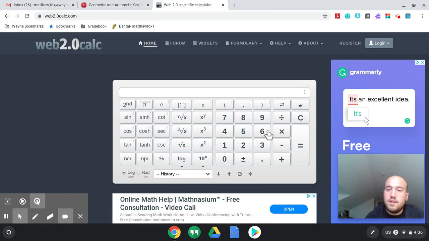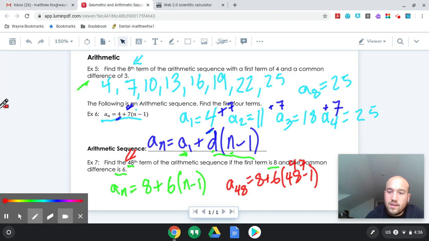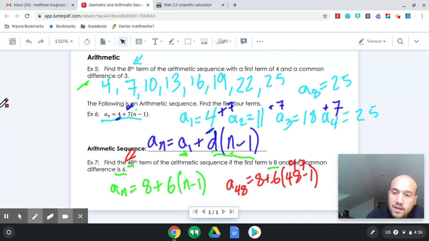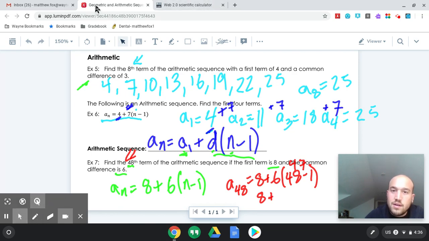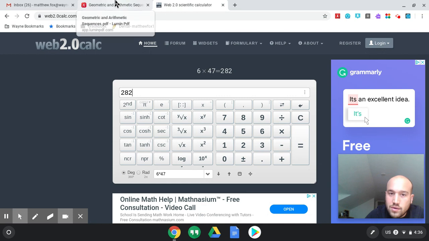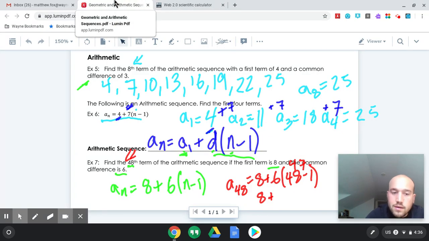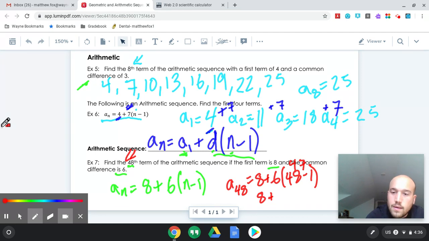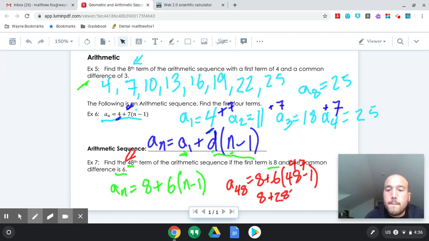So 6 times 47, which gives us 282. Okay, now the final step, we have 8 plus 282. Okay, so 8 plus 282. And our final answer will be a sub 48 equals 290. Saved us a lot of time, and it was much quicker than having to write all those out.